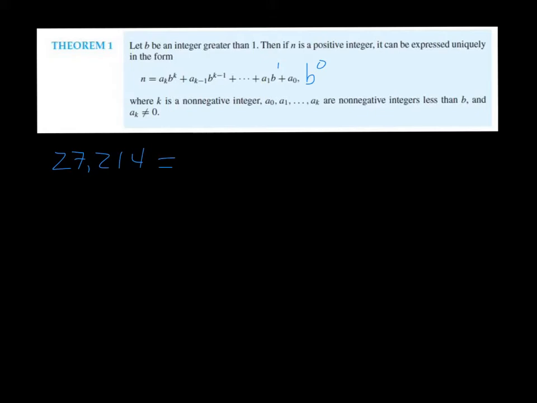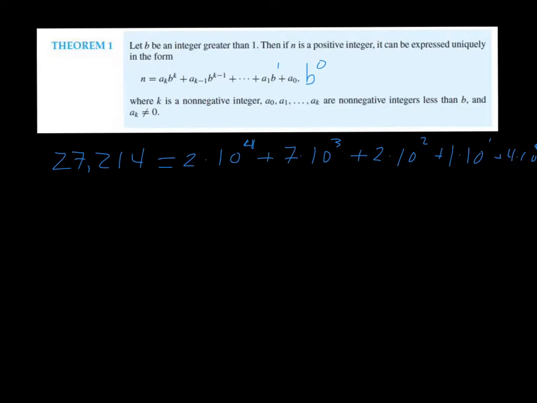this can be written as 2 times 10 because it's a decimal number. And so we need to see what power we're going to put on 10. Well, here is the 0th power, the 1's place. Here's 10 to the first power, the 10's. 10 squared, the 100's. 10 cubed, the 1,000's. And 10 to the fourth, the 10,000's. So this is going to be 2 times 10 to the fourth power plus 7 times 10 to the third power plus 2 times 10 to the second power plus 1 times 10 to the first power plus 4 times 10 to the 0 power.